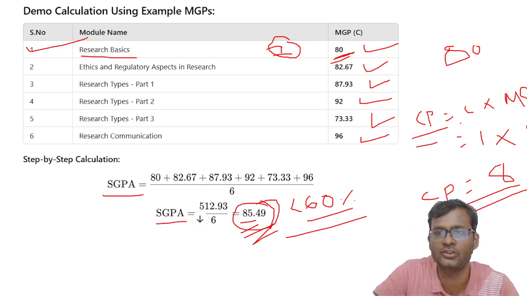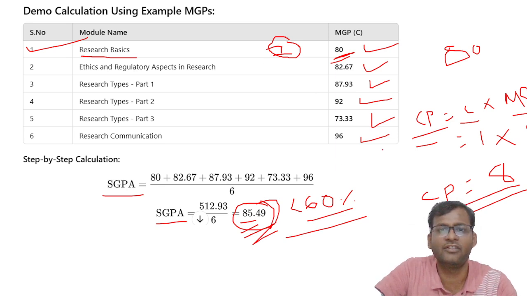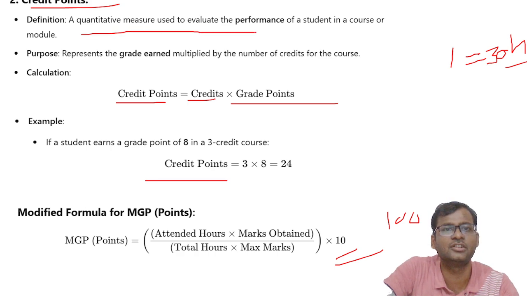Credit point is equal to credit into the modular grade point. But credit is a measure of the working hours. So this is the basic difference between credits and credit points. Credit points is a quantitative measure used to evaluate the performance of a student in a course or module.